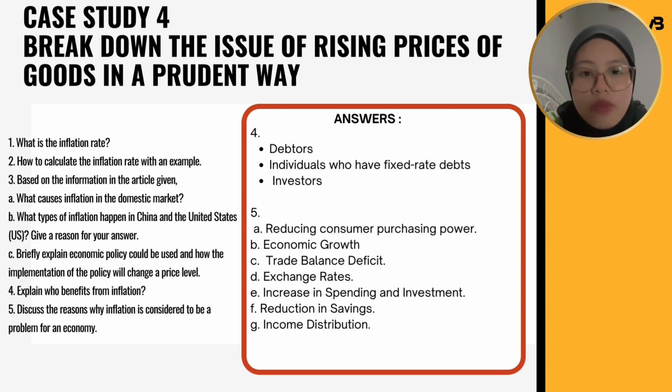Next is C, trade balance deficit. The balance of payments position will worsen as domestic goods become more expensive in the foreign market, while foreign goods become cheaper. Due to the cheaper foreign goods, import will increase while export decreases, resulting in a deficit in the balance of payments.